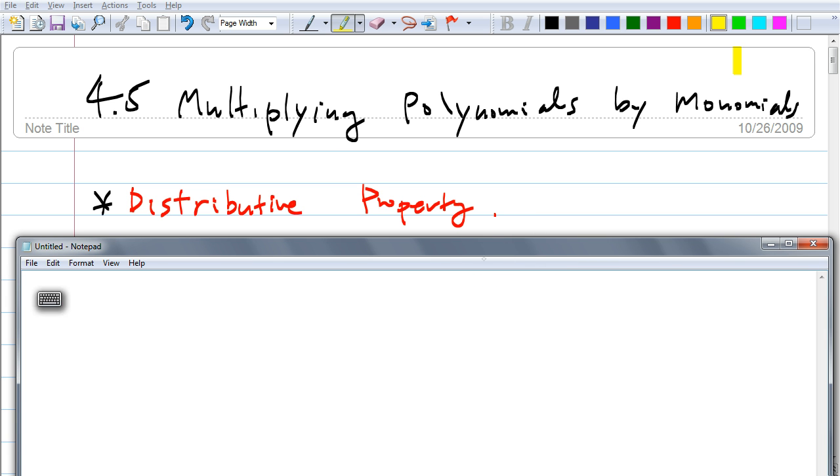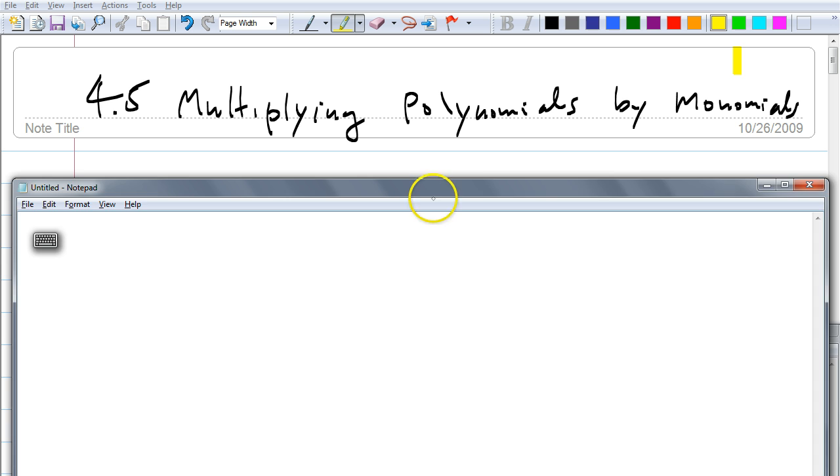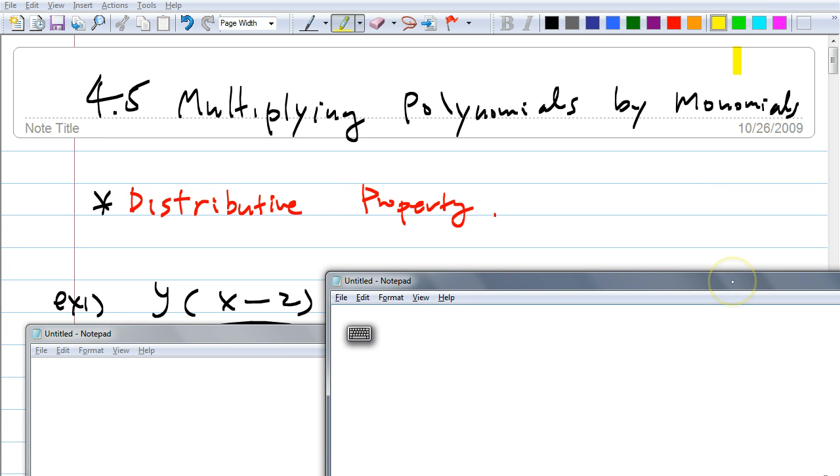Because isn't that what we do when we multiply? When you distribute, you're multiplying a monomial times a polynomial, which happens to be, for many of these cases, a binomial, something like this. Haven't we done something like this before? y times (x minus 2). What's y? y is the monomial. And what's your polynomial this time? x minus 2. It happens to be a binomial.